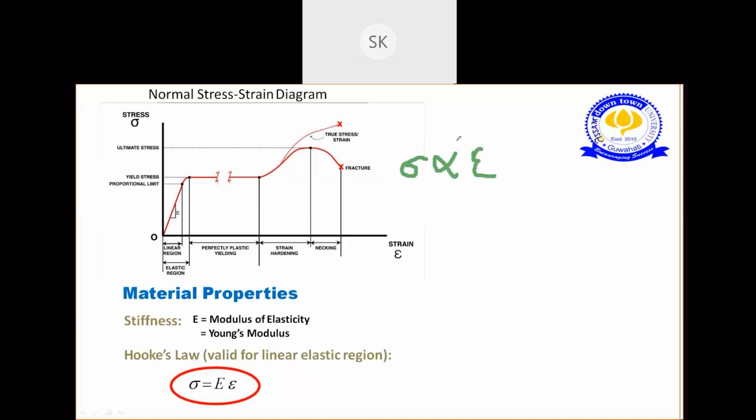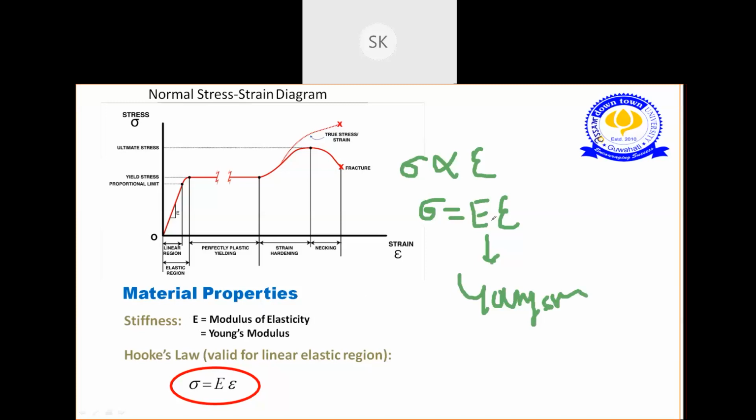What is the meaning of this? Whatever stress we give, it will give a strain. So stress is directly proportional to strain, and if we remove this directly proportional, what do we get? A constant of proportionality, which is known as Young's modulus. This E is Young's modulus. Clear? See, this E is your Young's modulus.